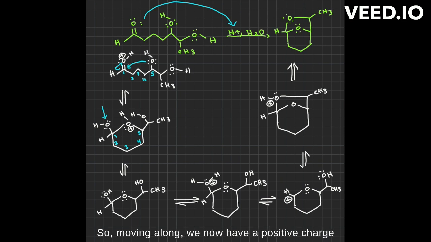So moving along, we now have a positive charge on the oxygen that just attacked the carbonyl carbon. So the conjugate base will come in and deprotonate it. And now it's time to form the water group. And just a side note, this is the hemiacetal. Just thought I would include that in here.